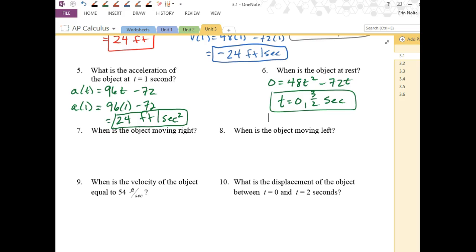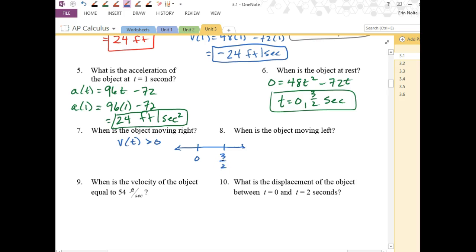Okay, so number 7 is asking us when is the object moving to the right? Okay, so what do we know about that? Say that again, Henry. When the velocity is positive, that is when the function is moving to the right. So what I just found on question number 6, I'm going to use those numbers to figure out when the velocity is going to be positive. Okay, so I'm going to use a number line and do a sign test.